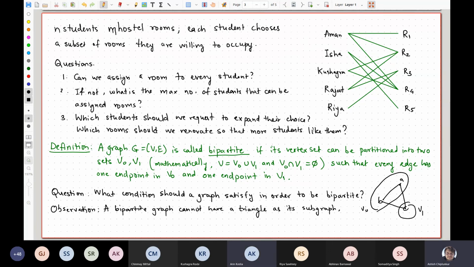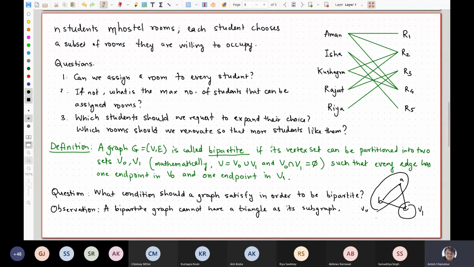Sir, what is the exact condition of a bipartite graph? Exactly as it is written: you should be able to split V into two parts so that every edge of the graph has one endpoint here and the other endpoint there. Every edge. Okay, got it. So anybody else?